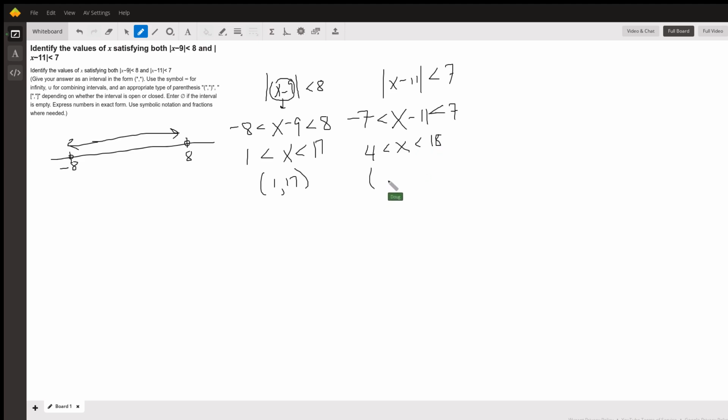Now, where do these two intervals overlap? Well, it helps to draw that little number line. From 1 to 17 is here, and in a different color maybe, from 4 to 18 is here. Where do they overlap? From here to here, 4 to 17. Okay, so the solution set for the intersection of those two inequalities is the set of all numbers between 4 and 17, not including the 4 and the 17.